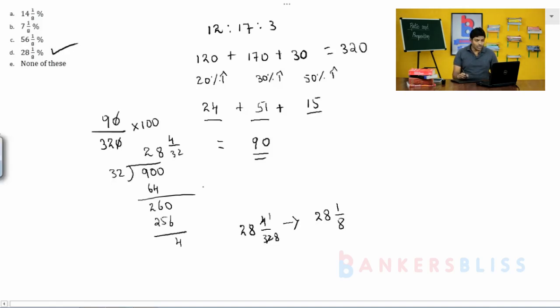So now how much am I going to get? The extra expenditure is 90. So if I took the percentage, then I got 28 1 by 8 percent. Therefore, option D is the right answer for problem number 14. Let's go to the next problem, problem number 15.